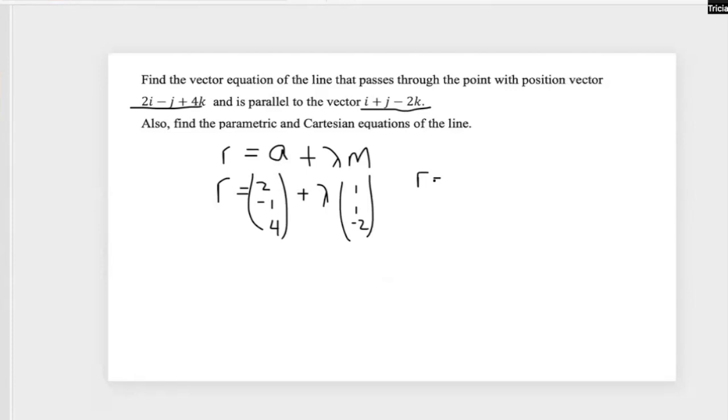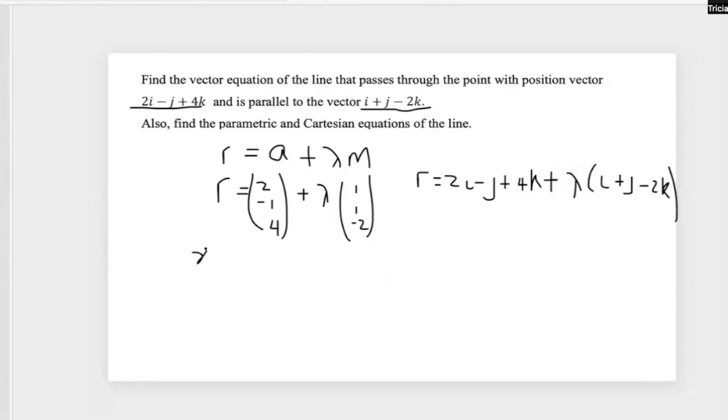So in other words, it's the same thing as saying r equal 2i minus j plus 4k plus lambda, and then we're going to have the 1, 1, minus 2 as how we have it above, i plus j minus 2k. Now, when we're doing the parametric form, when you have it written in column form, it's easier to write the parametric form. But once you're fluent, it's not necessary.